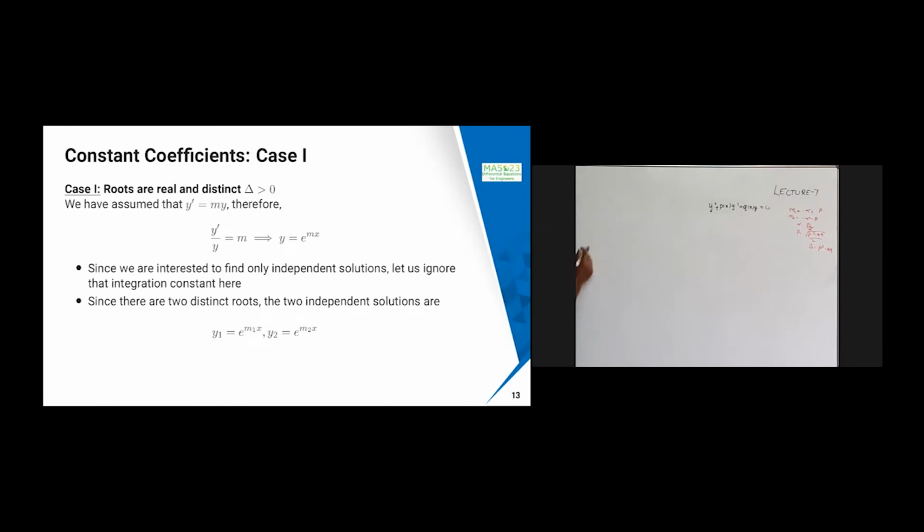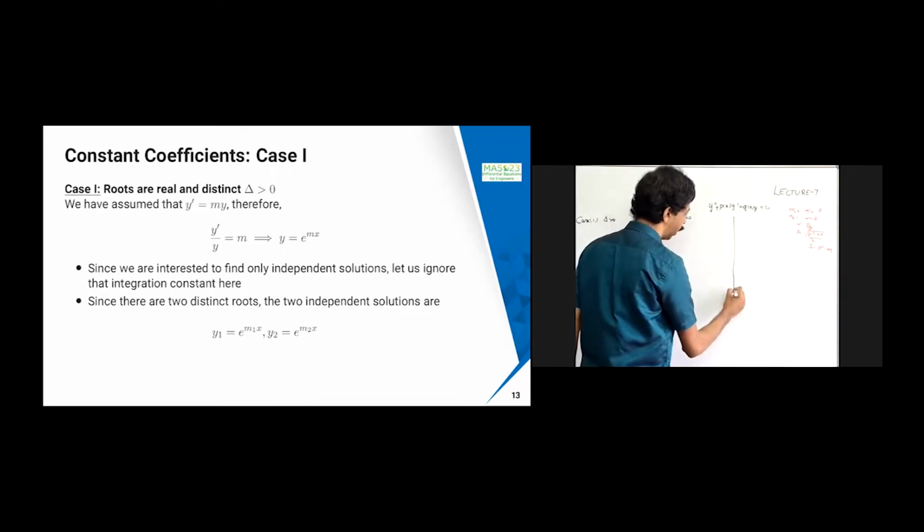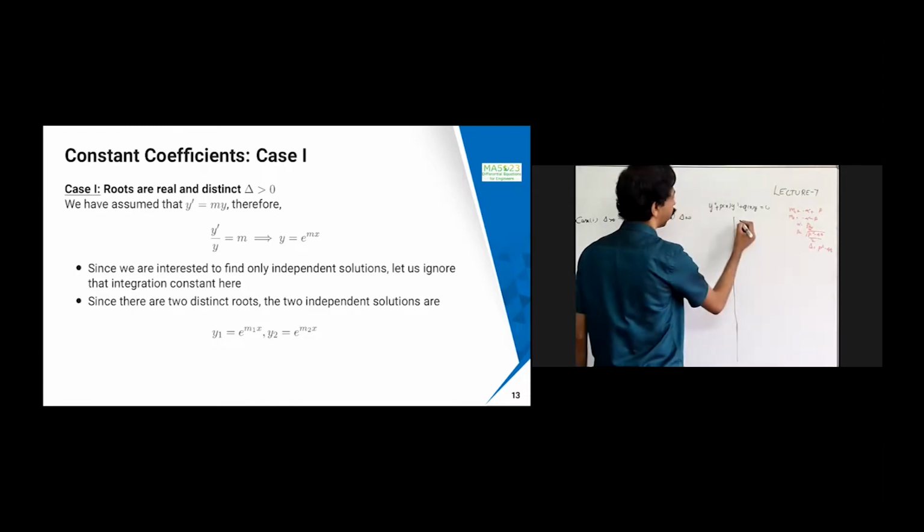So this is the one I am having. Let us discuss the cases one by one. Case one, delta greater than 0. Case two, delta equal to 0. And then I have case three.